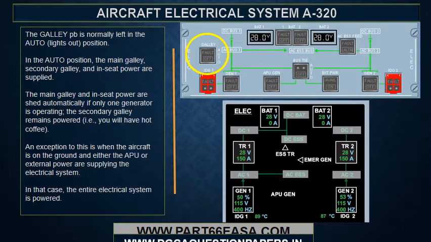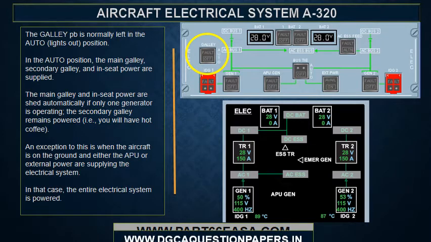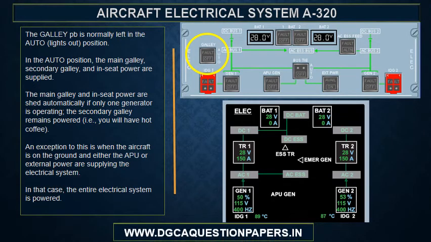The galley power push button is normally left in the auto lights out position. In the auto position, the main galley, secondary galley, and in-seat power are supplied. The main galley and in-seat power are shed automatically if only one generator is operating. The secondary galley remains powered. You will have hot coffee.